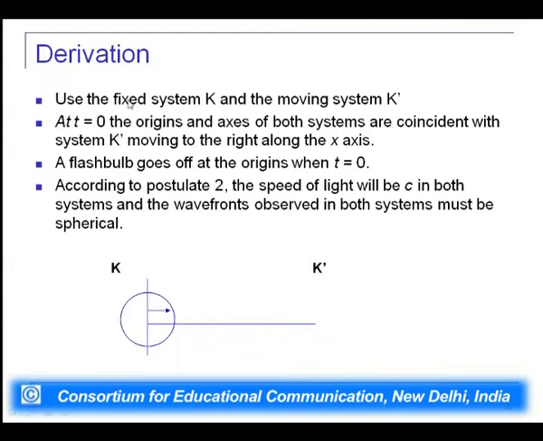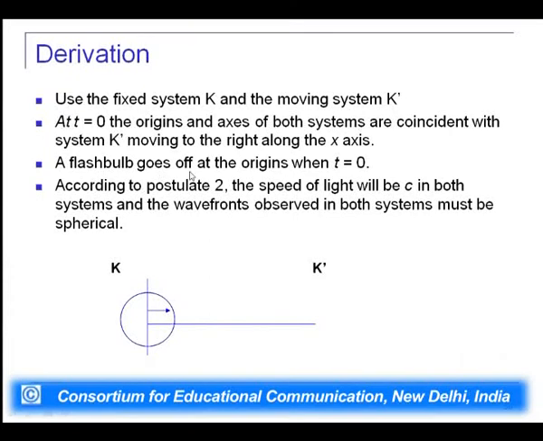Now, what was the derivation? Use the fixed system K and the moving system K dash. Consider two reference frames, one is moving and the second is static. Consider the origin, at t equal to 0, and the axes of both systems are coincident, with the system K dash moving to the right along the x axis. We define that this frame K dash is moving, but this is the origin.